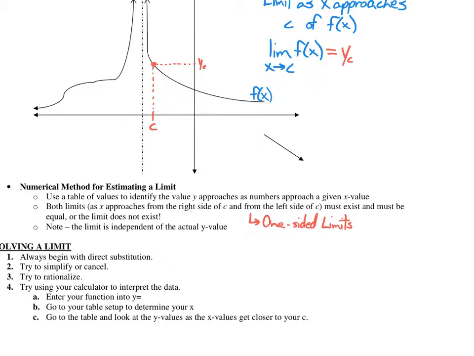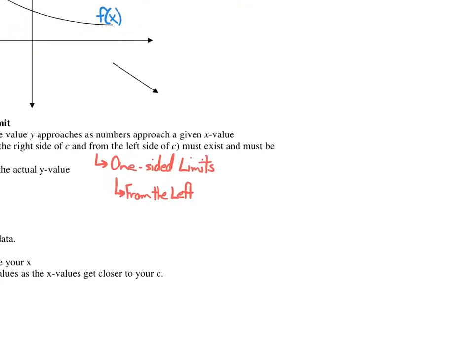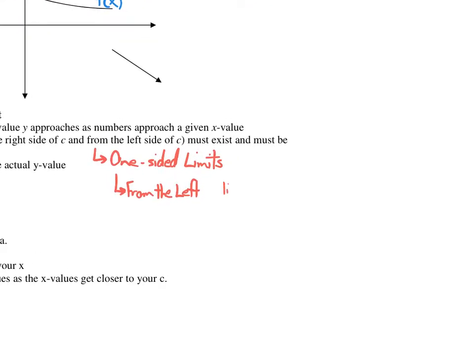Okay? If we want the limit from the left, here's the notation that we're going to use. We would take the limit of f of x as x approaches c, and then we put a little negative like that. Don't make it negative c, that's different. But it's approaching c from the left. That's how you would read that.